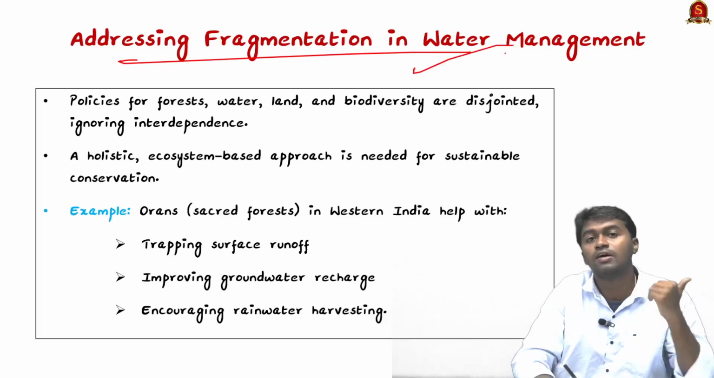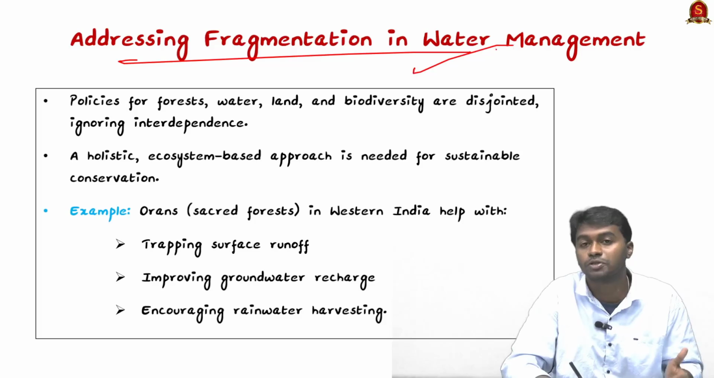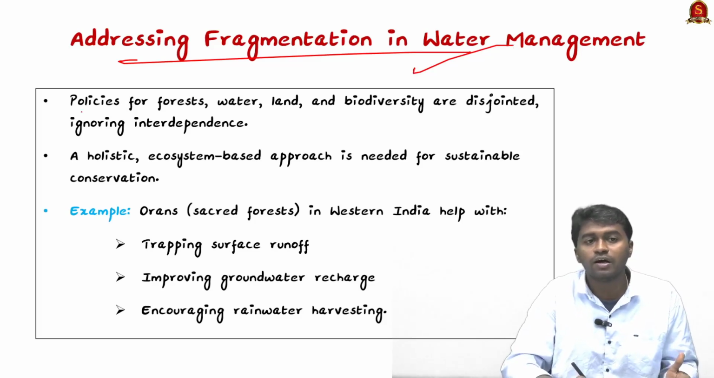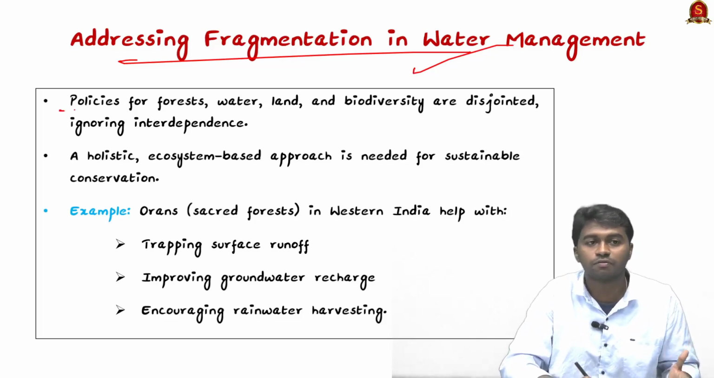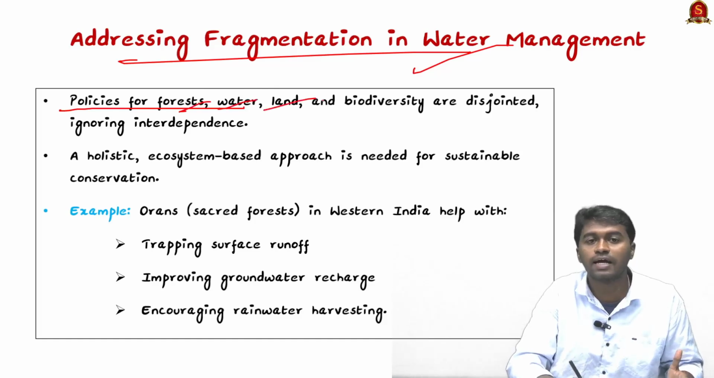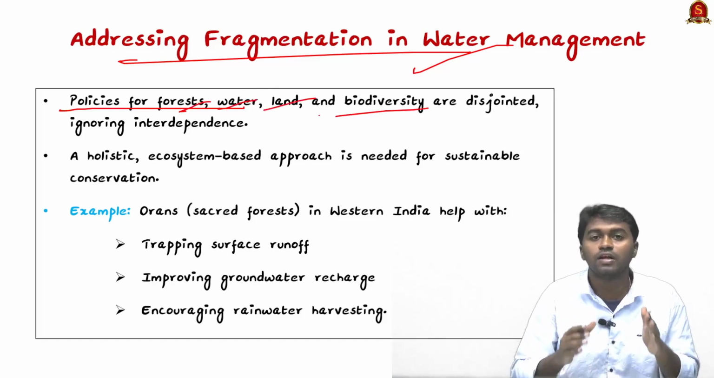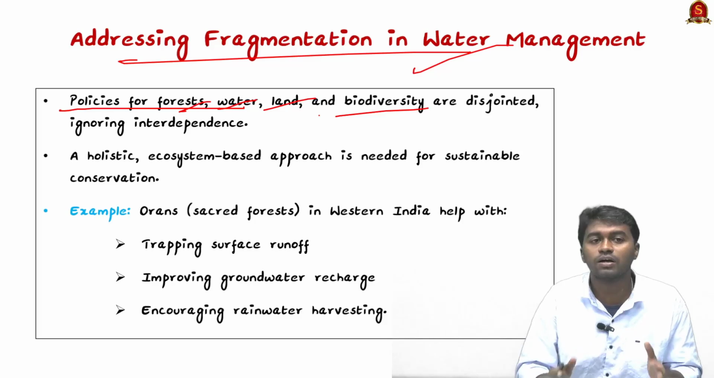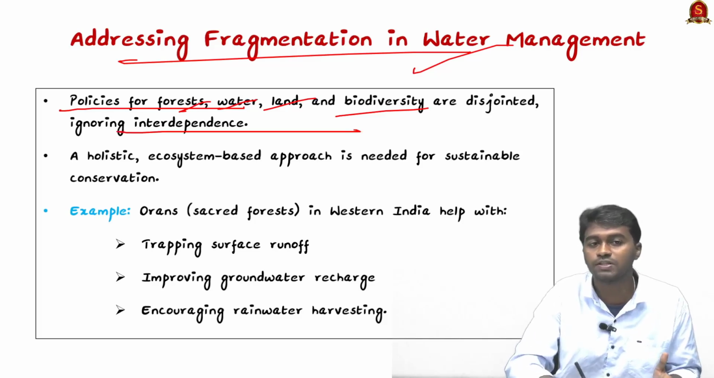And the next is addressing the fragmentation in water management. This is another major issue in our water conservation policy. For example, if you take the factors of nature, for example, the forest, water, land, and biodiversity, none of the policies are considering the interdependence of these factors.